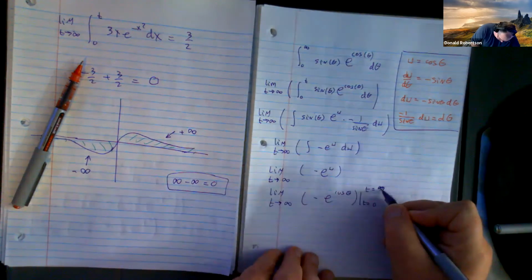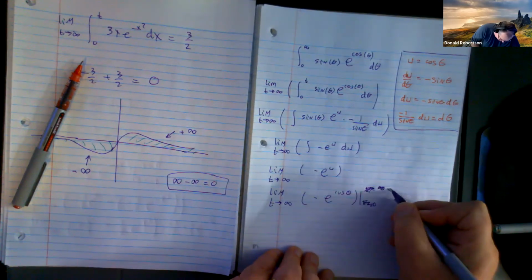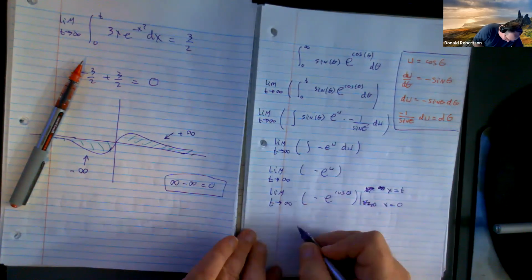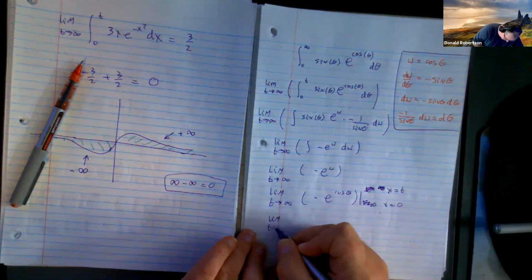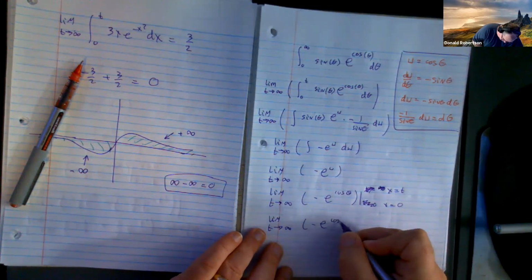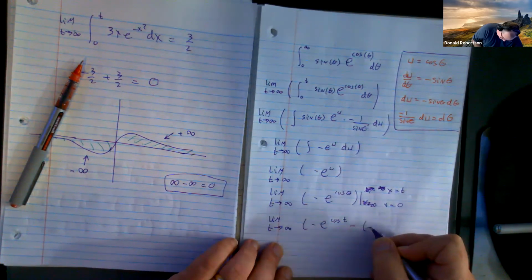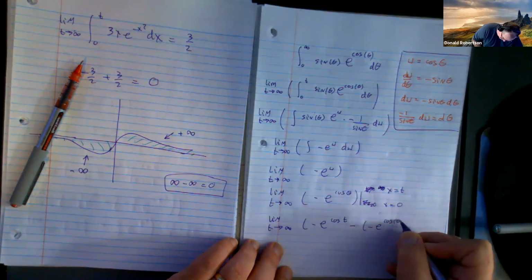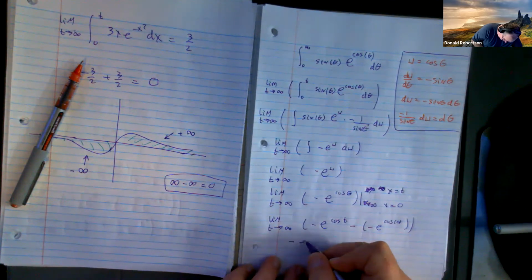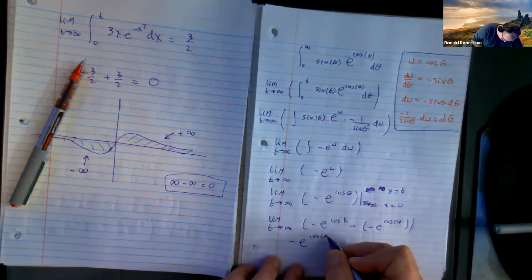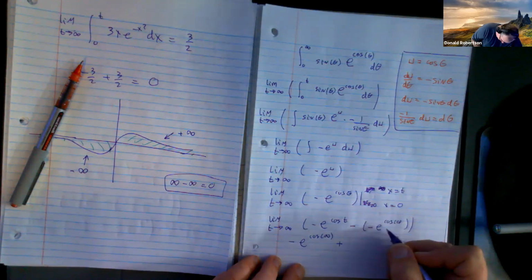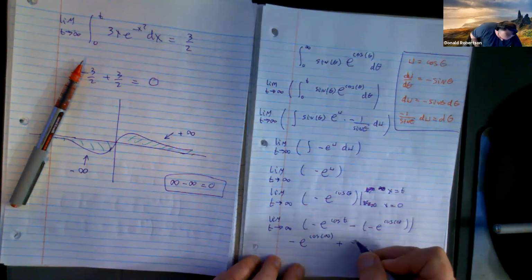Oops, I'm thinking ahead here. There we go. So it's going to be the limit as t tends to infinity of negative e to the cosine of t, take away negative e to the cosine of 0. And down to brute force, negative e to the cosine of infinity plus, well, cosine of 0 is 1, so that's e to the 1, which is e plus that.